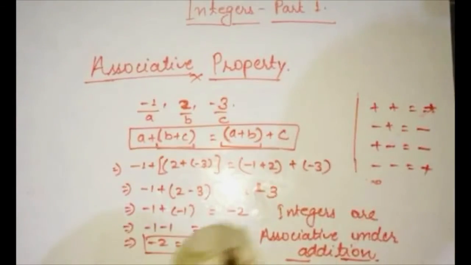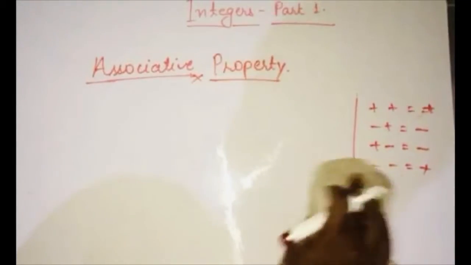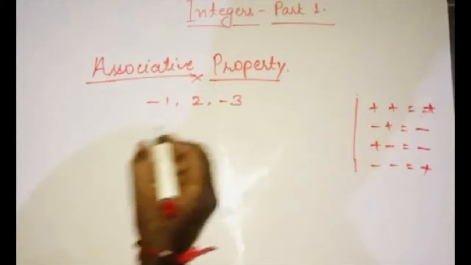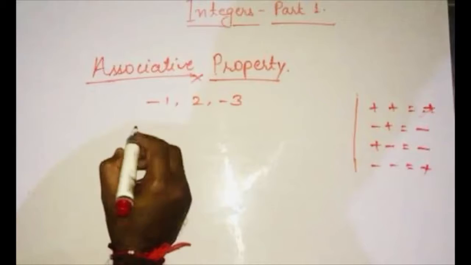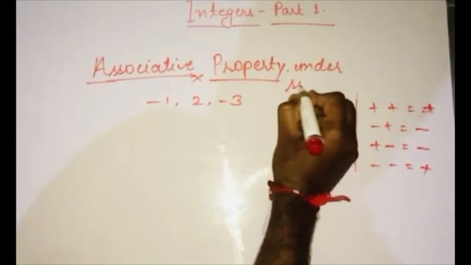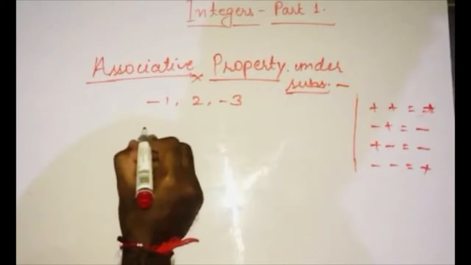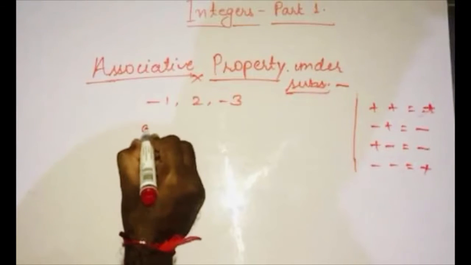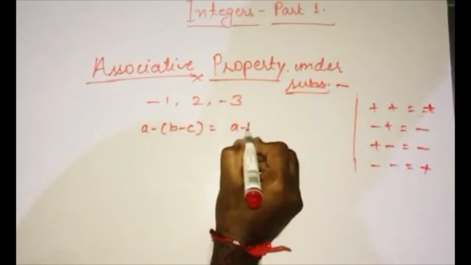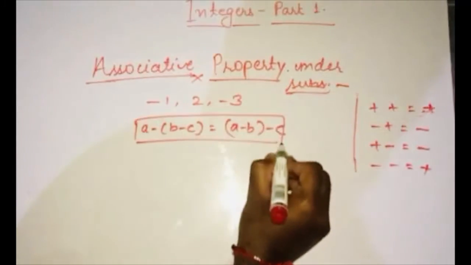Now the next one is the associative property under subtraction, whether it applies or not. We'll take the same example, minus 1, 2 and minus 3. So what will happen under subtraction? I'll write this again. How it should be: A minus B minus C, with brackets, equal to A minus B minus C with brackets in the other position. If I write the associative property, this is how it should be.